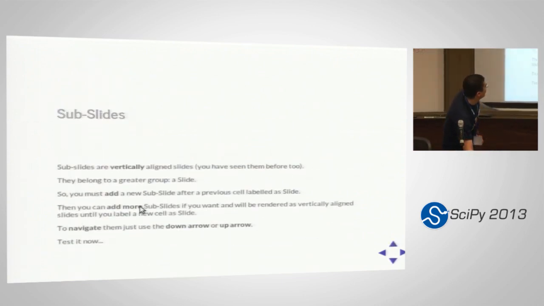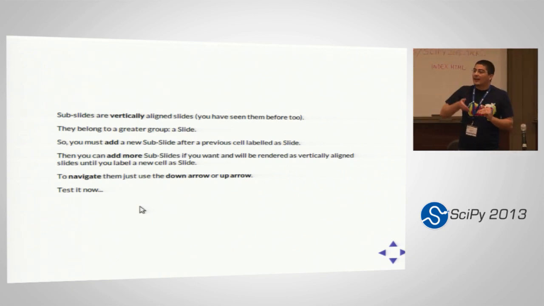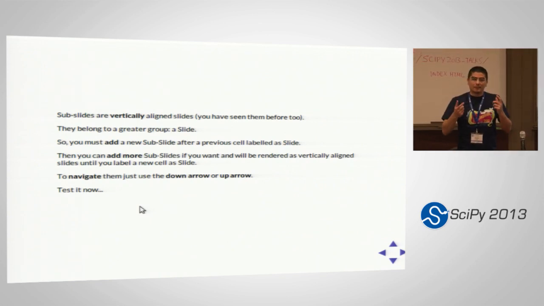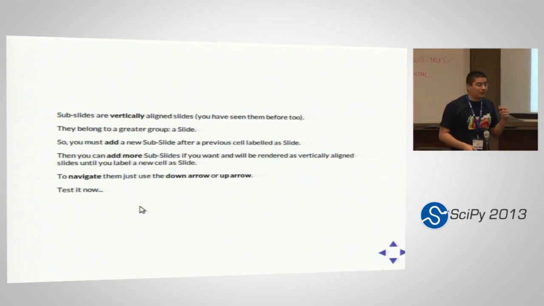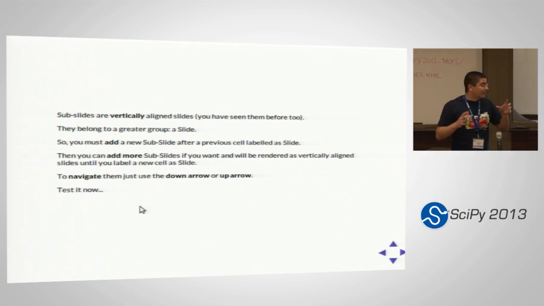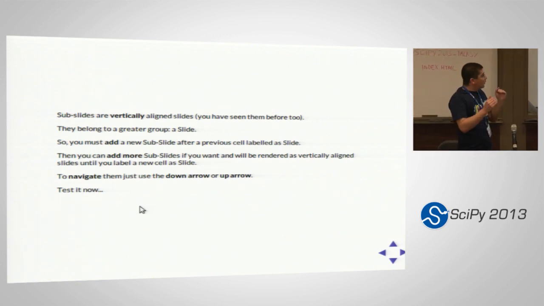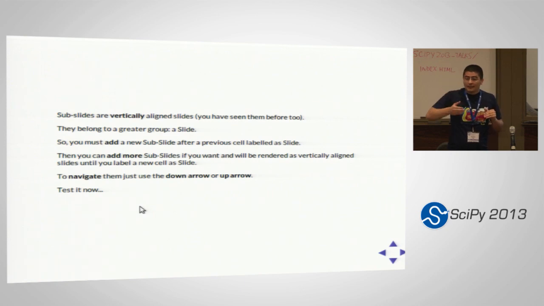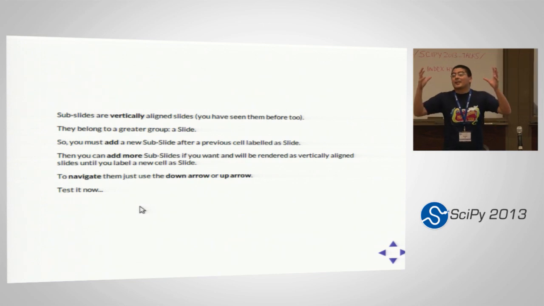Then we have sub-slides. Sub-slides are vertically aligned slides. And this is interesting because you have a two-dimensional slideshow presentation, and you have a lot of possibilities to arrange your content. This is one of the things I like the most from Reveal. Okay, this sub-slide belongs to a greater group that is the slide. So I mean, you can add new sub-slides under a big slide, and they will be vertically aligned until you label a new slide as a main slide, okay?